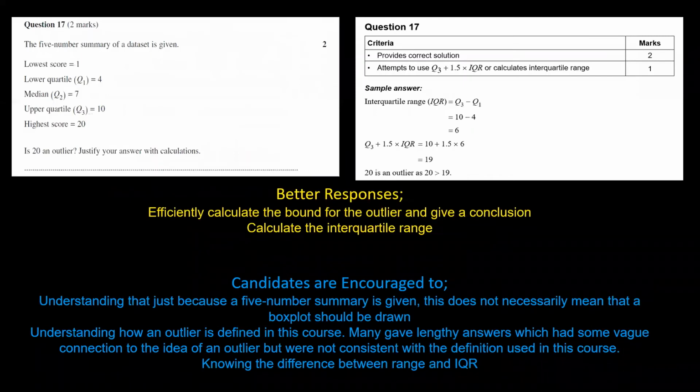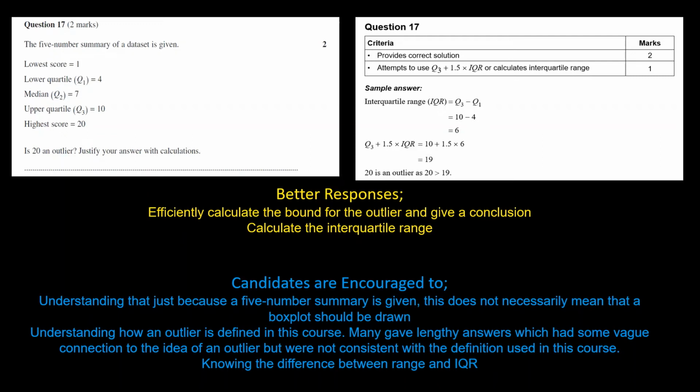Question 17, so this is now just the Standard 2 component. Okay, so with the 5-number summary, students had to find the interquartile range, multiply that by 1.5, add that to the upper quartile and get a result of 19, and hence justify that 20 was an outlier. The better responses efficiently calculated the bound for the outlier and gave a conclusion. They calculated the interquartile range.